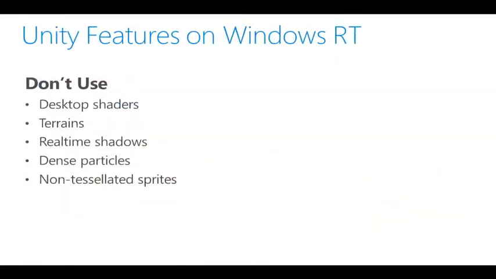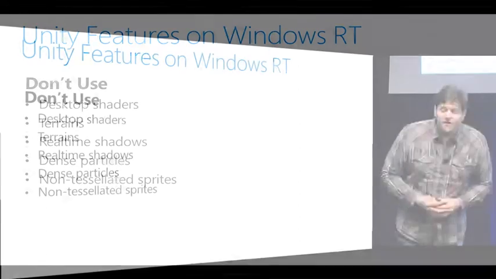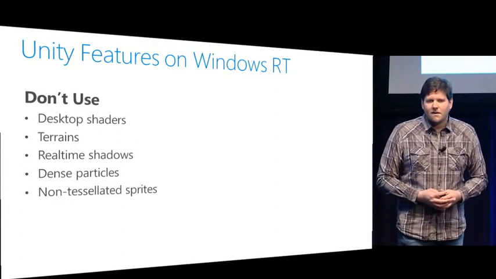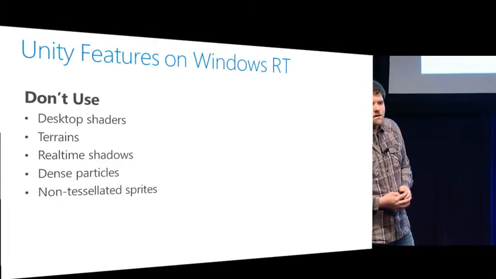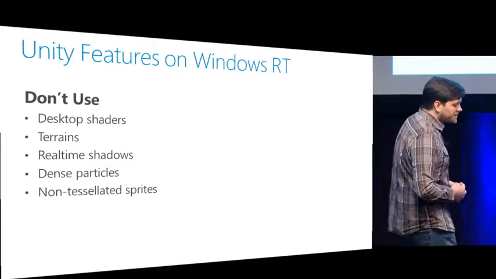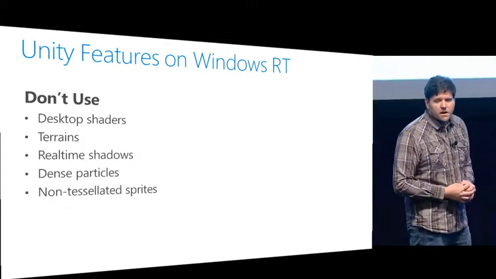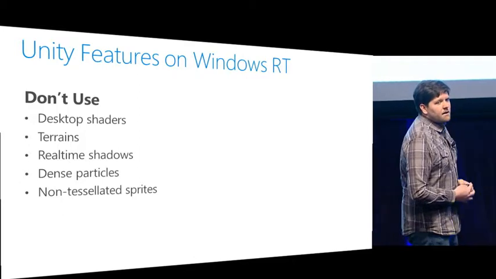All right, so once we're done talking about things you should do, let's talk about things you shouldn't do. So again, these are mobile operating systems. Treat them like iOS or Android, and you will be much, much more happy at the end of the day. You should not be using desktop shaders on Windows RT. Windows RT is a mobile operating system. Even on Windows 8, you may want to think about using mobile shaders, because Windows 8, well, guess what?